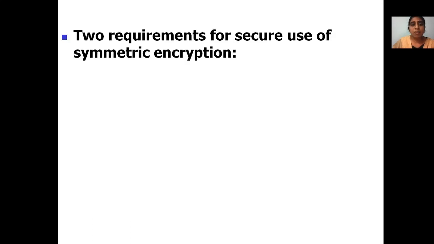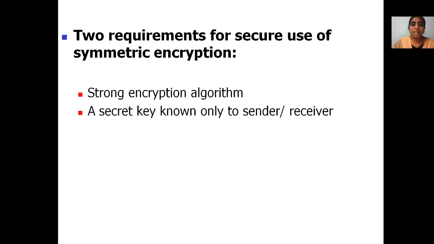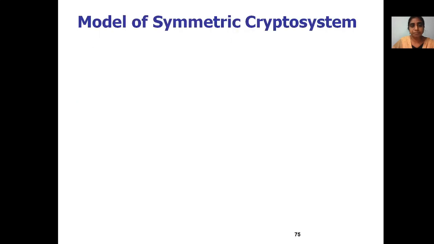So what are the two requirements to have symmetric encryption? One is a strong encryption algorithm, and the other is a secret key known to the sender and receiver only.